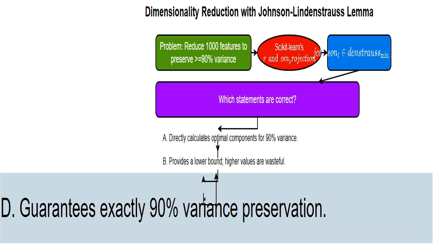This is false. The method is probabilistic, meaning that it doesn't make guarantees. I can't expect it to preserve exactly 90% of the variance.